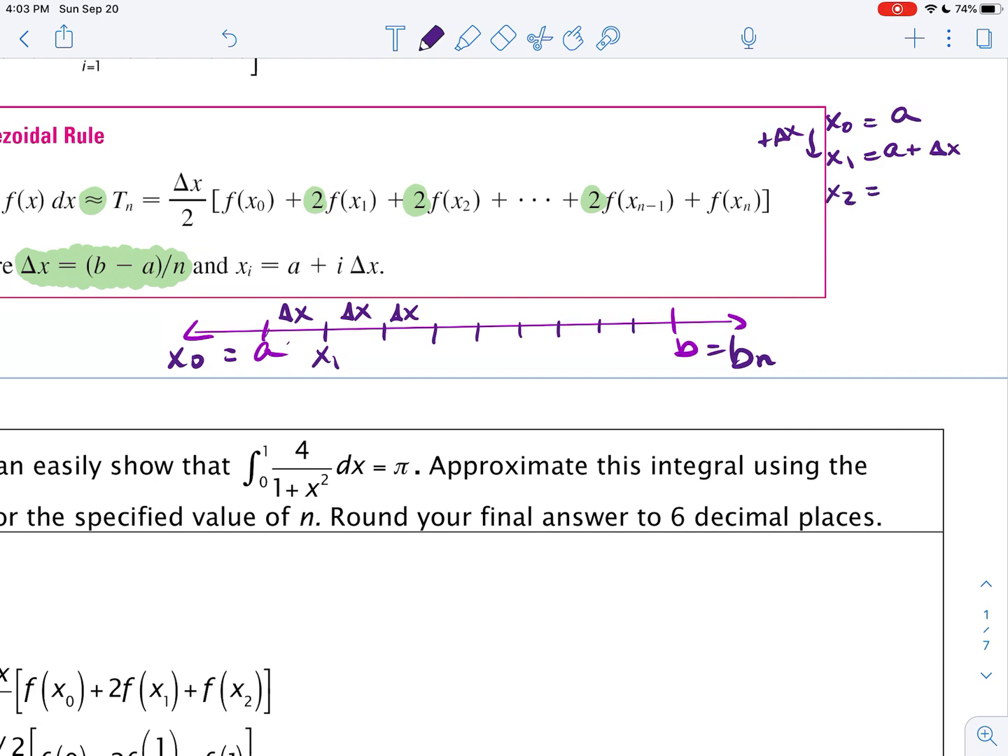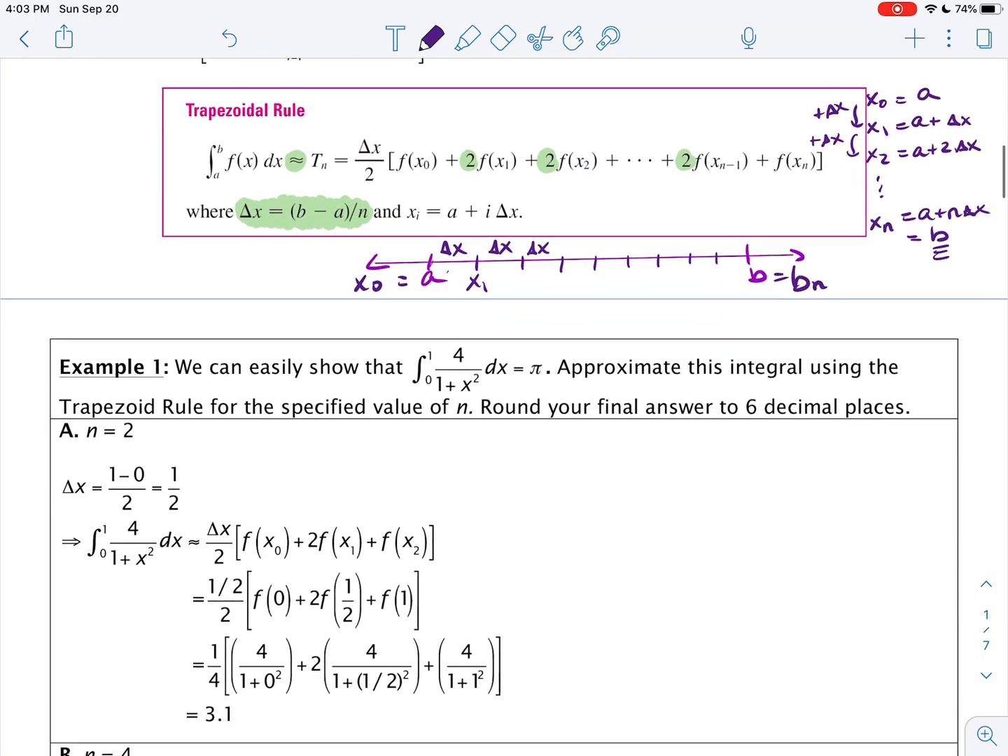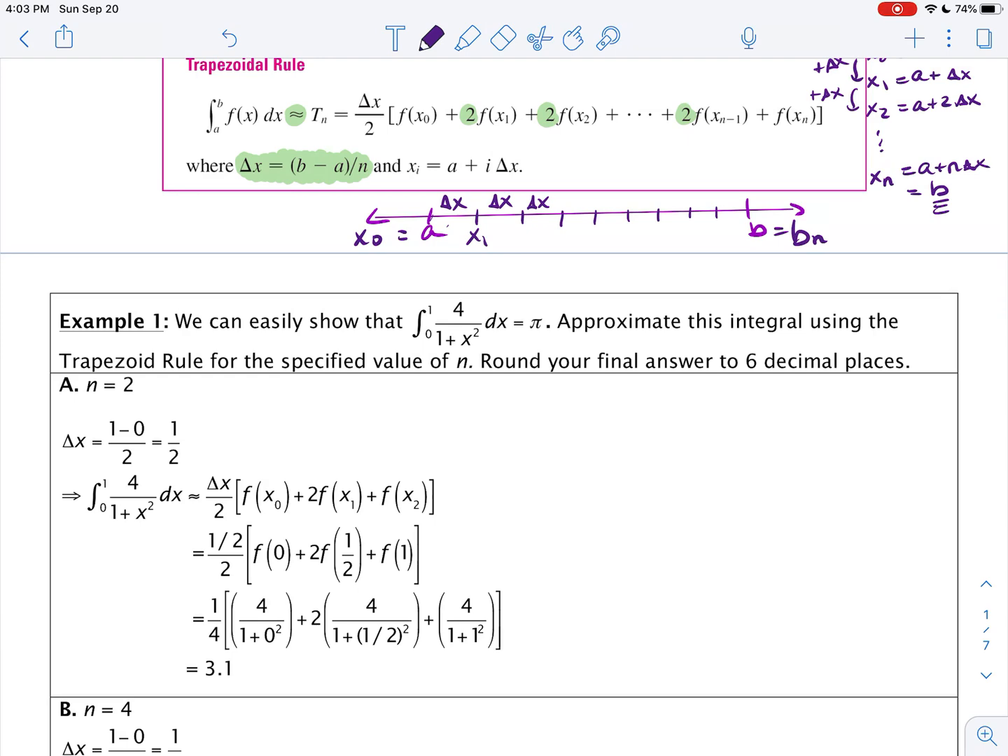So x sub 1 is going to be a plus delta x, and x sub 2 is just going to be x sub 1 plus delta x, and so you can see that that's going to be a plus 2 times delta x, and you can just keep adding delta x each time, right? And you should end up with x sub n equal to a plus n delta x, and you will get that x sub n should equal b. And you know that you've calculated each of those outputs correctly if you end up with the value of b at the very end for your nth term. All right, so that's going to end up being the case for the progression and calculation.